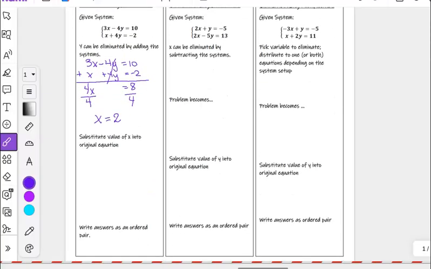Then I substitute the value of x into an original equation. It does not matter if you go to the first or second equation as long as it is the original equation. So I'm going to substitute 2 in for x in the second equation. So instead of x, I have 2 plus 4y equals -2. Subtract 2 from both sides. 4y equals -4. Divide by 4. Y equals -1. So for my answer, I have to write it as an ordered pair. X is 2, y is -1, so I have (2, -1).